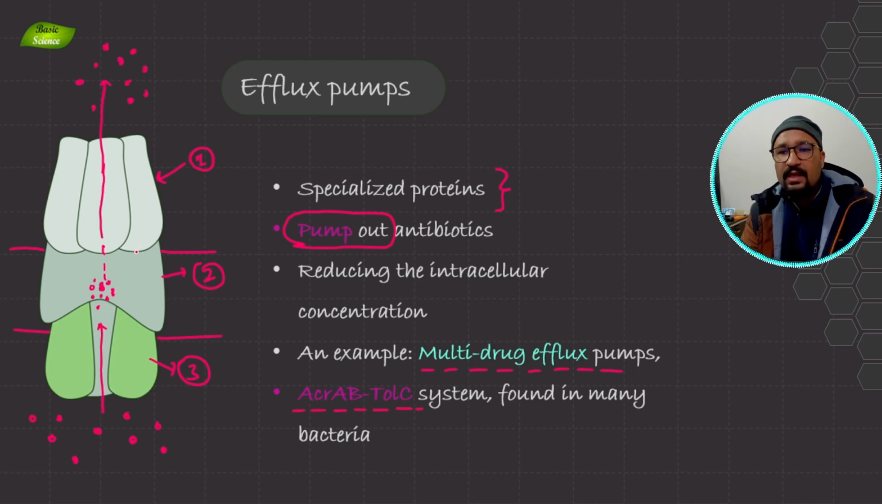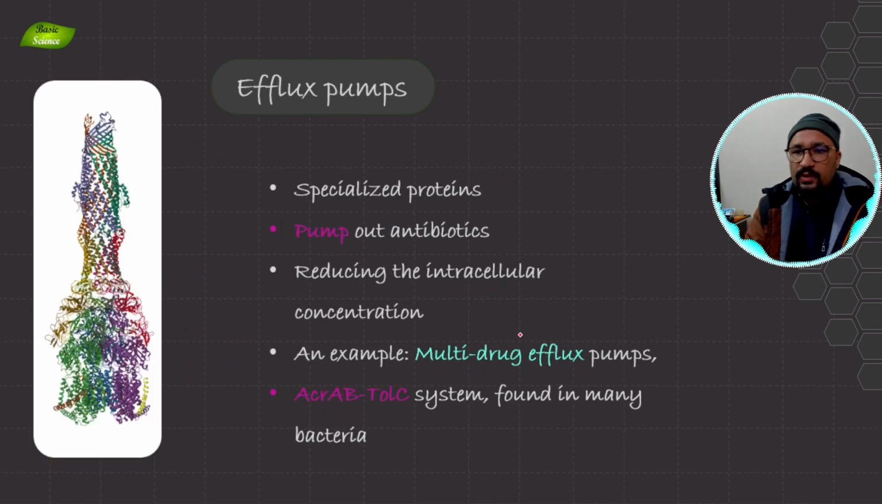I'll show you the structure of the actual efflux pump after this, but I hope this is clear that they are specialized proteins. Means they are not very simple proteins, they are complex proteins. They have a special function. They will pump out the antibiotics. They will reduce the intracellular concentration of antibiotic by just pumping out the antibiotics. So you can see over here, if the antibiotic is there in the system, they can effectively pump them out. These are the examples. Now let's move on to the actual structure.